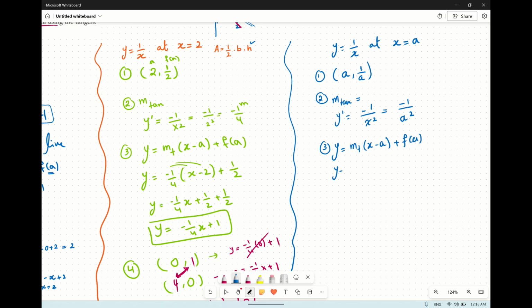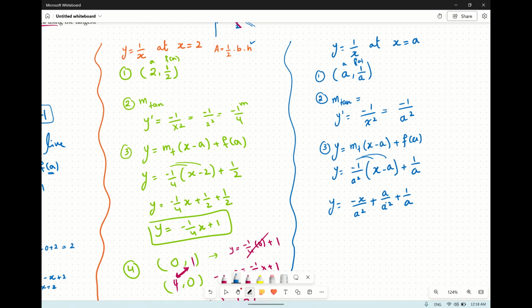So y equals, this is m, minus 1 over a squared, times x minus a, this is your a, plus f of a, which is 1 over a. Now simplify, multiply this inside, you will get minus x over a squared, minus and minus is a plus, a over a squared plus 1 over a.